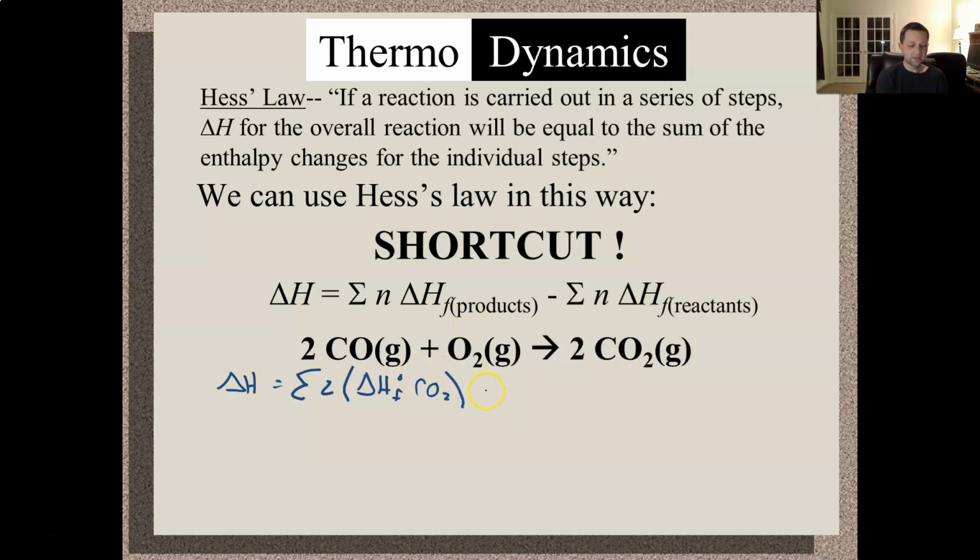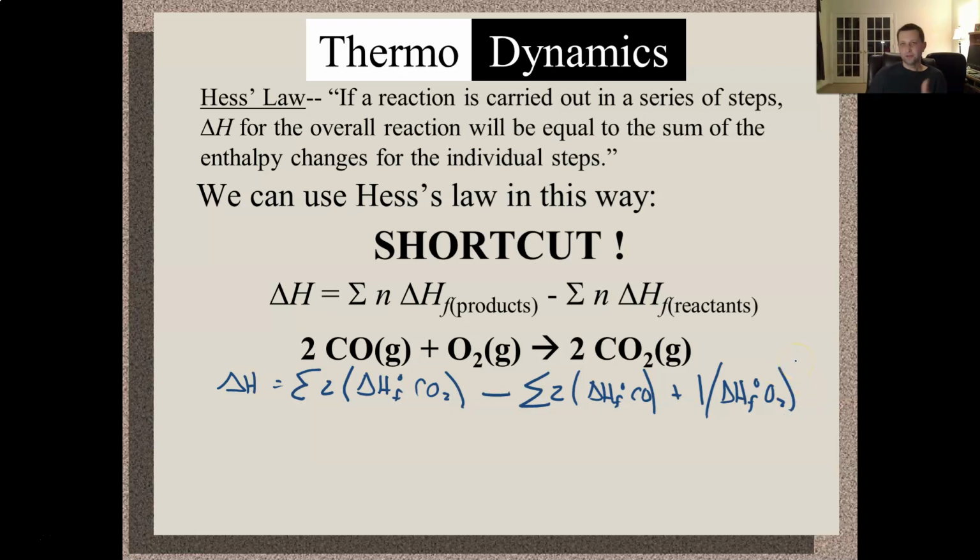That's the only product I have, minus the sum of the number of moles, which is 2, times the enthalpy of formation of carbon monoxide, plus, I have another reactant, there's a coefficient 1 in front of oxygen, heat of formation of O2.